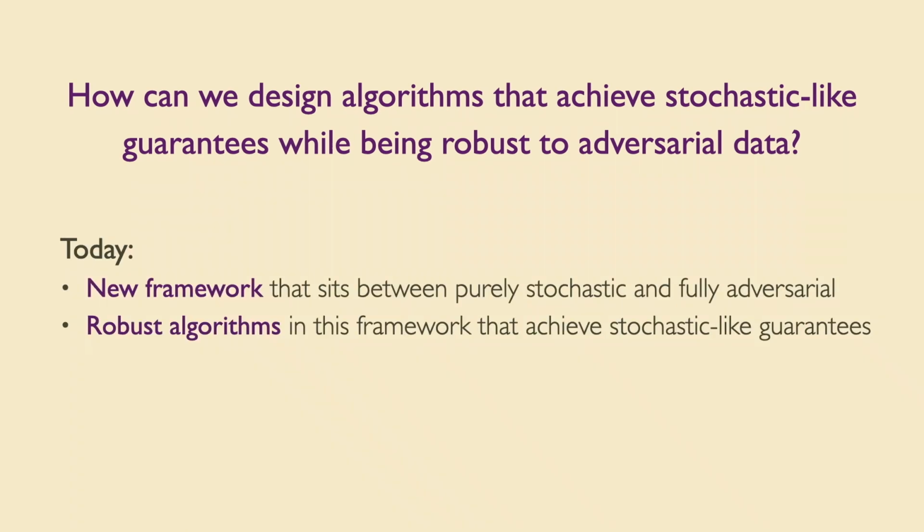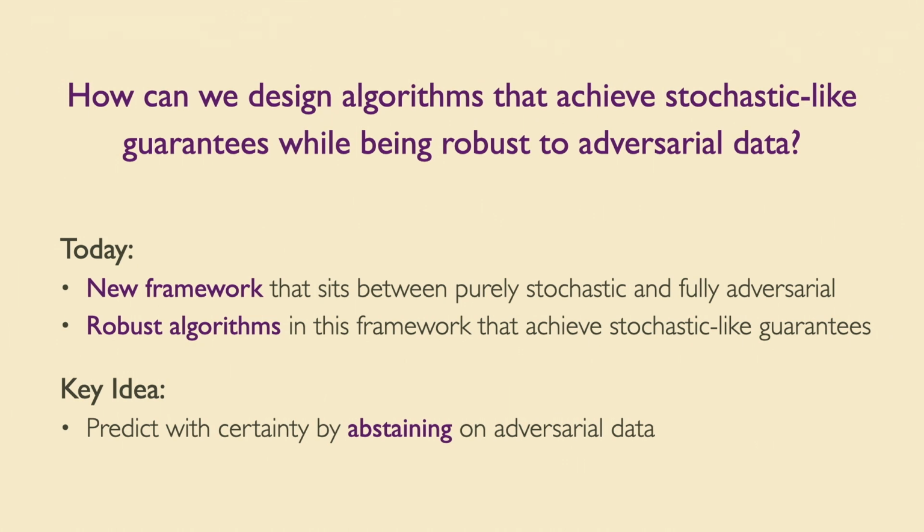And here I'm going to present today a new framework that sits between the purely stochastic and the fully adversarial setting, and then discuss some new robust algorithms that we get in this setting. The key idea underlying this whole thing is that we're going to try to design algorithms, and the model will actually necessitate that we always make predictions with certainty. So whenever we're making predictions, we want to make good predictions, and otherwise we're okay to abstain from making a prediction when we have adversarial data.